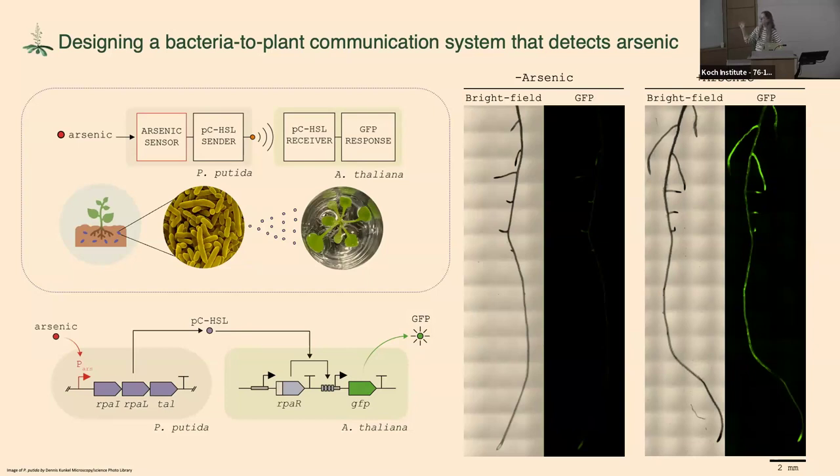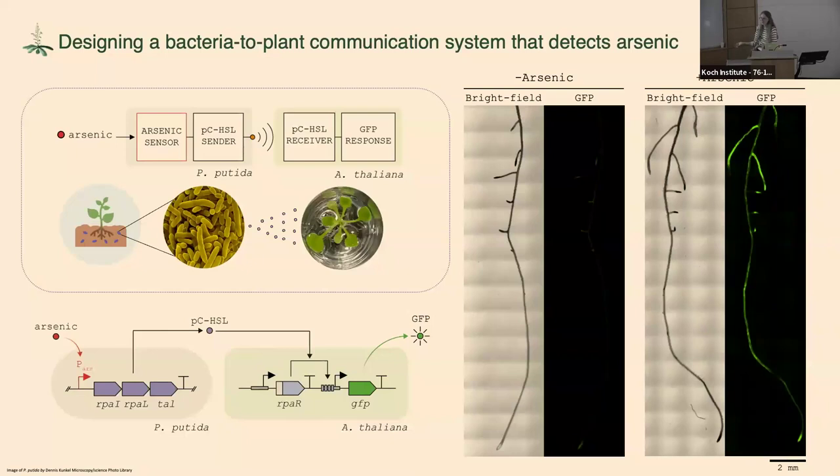And as you can see in the microscopy images, the bright field images show the white structure of the roots. When the bacteria and the plants are grown together without arsenic, you can see that we're not detecting any green fluorescence signal in the root. But when the bacteria and the plant are grown together with arsenic, you can see a diffuse GFP signal along the root network.